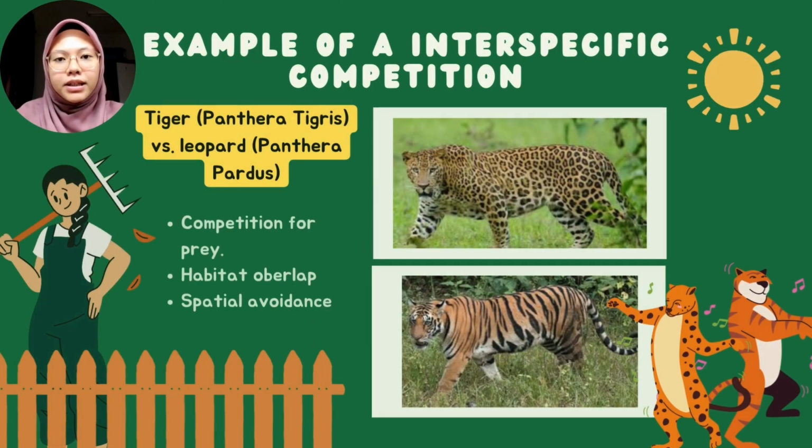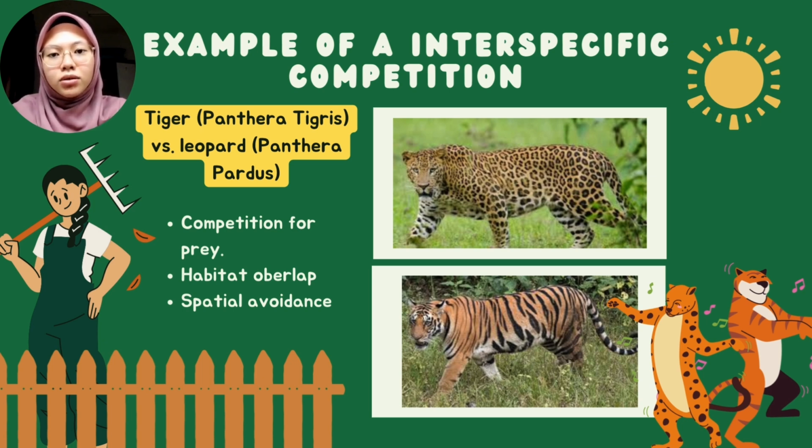An example that can be used to describe interspecific competition is tiger versus leopard, where both are considered apex predators in the same region. Tigers and leopards prey on the same animals, thus leading to direct competition for food. These two predators also often share overlapping habitat, thus causing temporal separation to occur between them. The hunting times differ between these two animals, with the leopard hunting during the night and the tiger hunting during dusk or dawn.